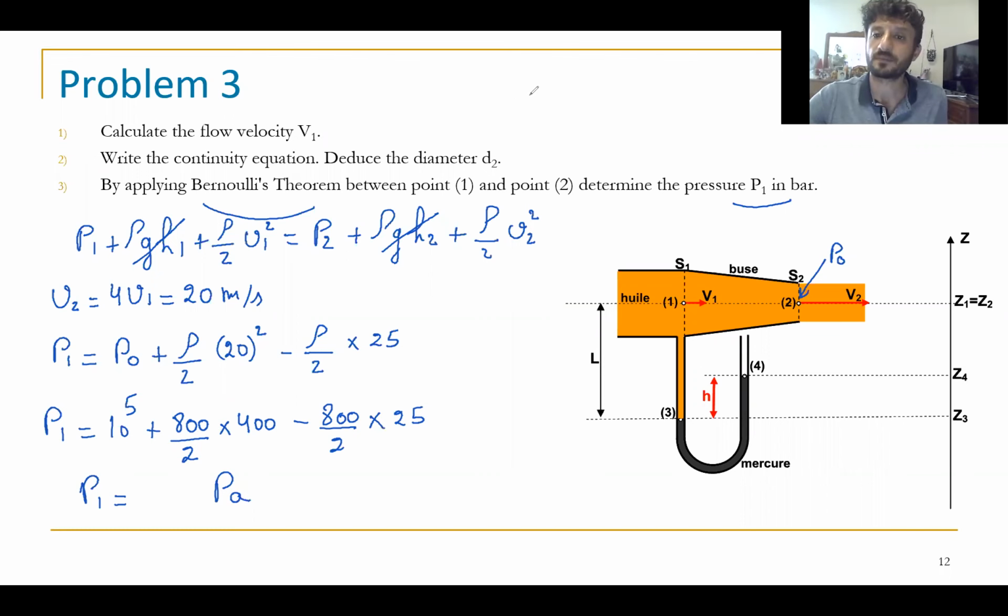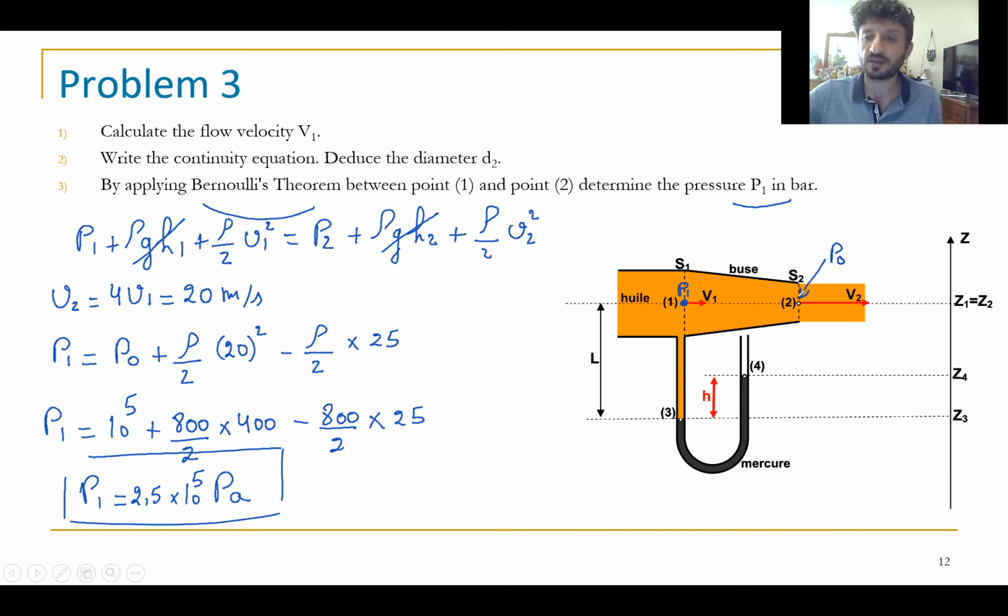Okay, equals to 2.5 times 10 power 5 Pascal. This is the value at P1. At this point, we have P1. Okay, at this level where we have 1 and 2 are at the same level.